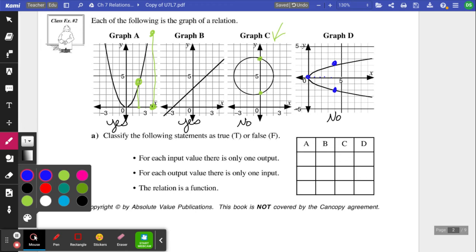There's a line test here. If you can draw one vertical line everywhere, no matter where you draw it, and it only touches one spot, the relation is a function. We say, yes, it's a function. So it doesn't matter if there's multiple y's or one. That's okay.